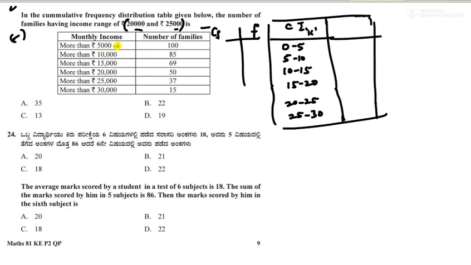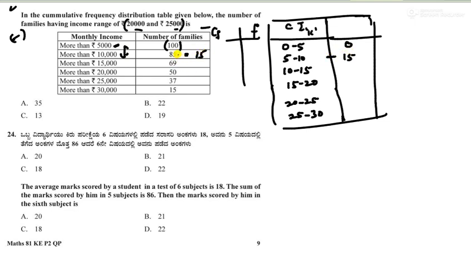Now they have given more than 5,000 are how many, 100, but here we have just 0 to 5,000. Do we have any number between 0 to 5,000? No, so this becomes 0. Now between 5 to 10,000: more than 5,000 were 100, and more than 10,000 is 85. So it will be 100 minus 85, which becomes 15, correct? So that will come here.